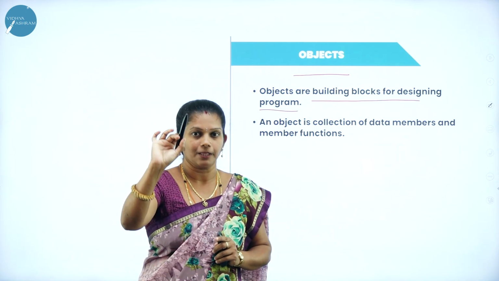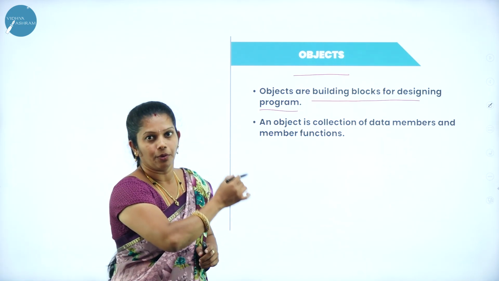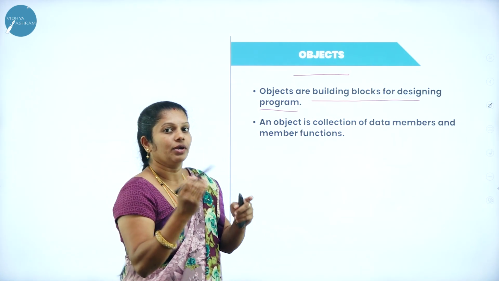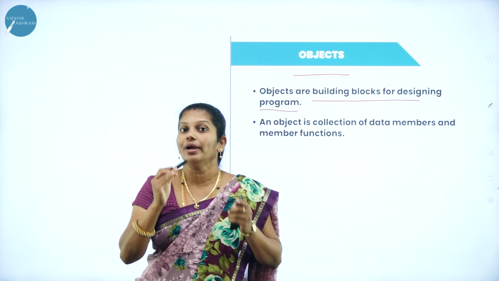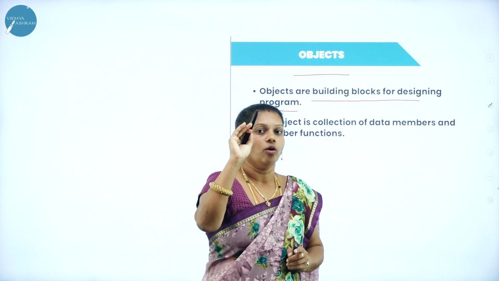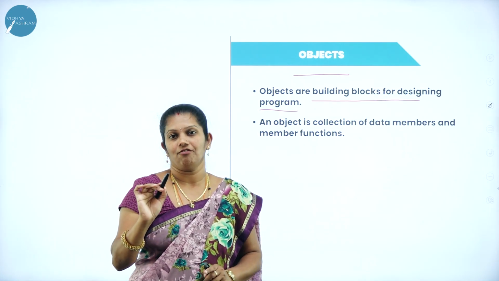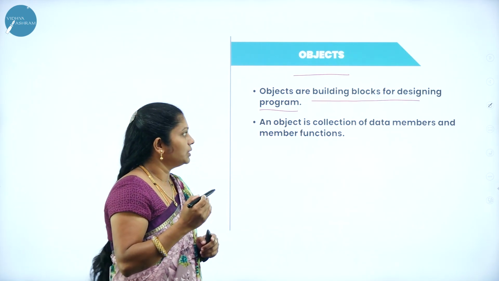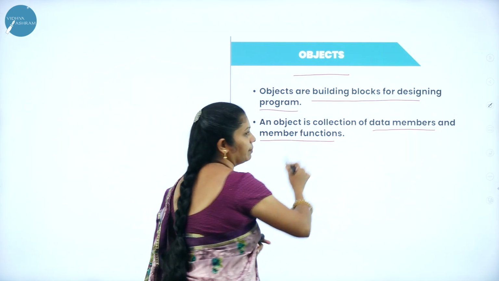For example, this pen is also an object. This pen is used to write on the board, that is the characteristic of this pen. If you consider a chair, that is also an object, because it has its own characteristics as well as behavior. An object is a real-time entity which has some characteristics as well as behavior, and an object is a collection of data members as well as member functions.